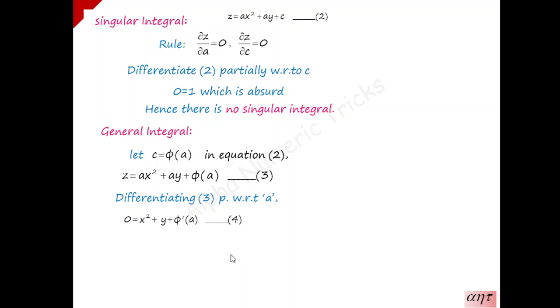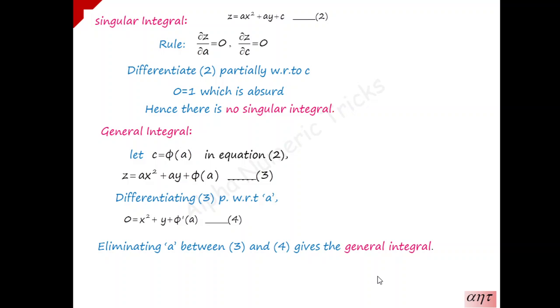Now using 3 and 4, we have to eliminate the arbitrary constant. We can get the general integral. This is the way you have to conclude your result. Because of the substitution c is equal to phi of a, we don't know this value and we can't simplify this equation further. So that's why we conclude the general integral like this.